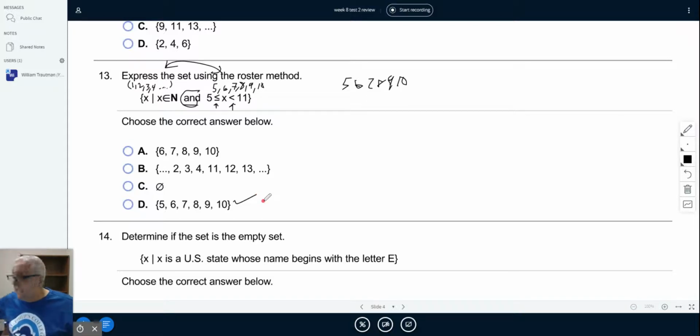Don't forget, this test is 22 questions. It's all multiple choice. You may use your notes and a calculator. No cell phones. That was 13. I'm going to question 16.